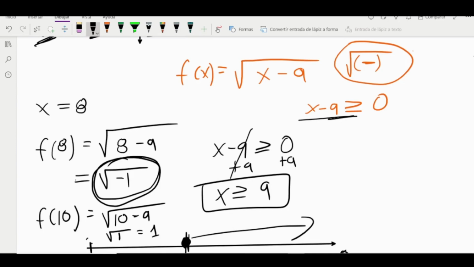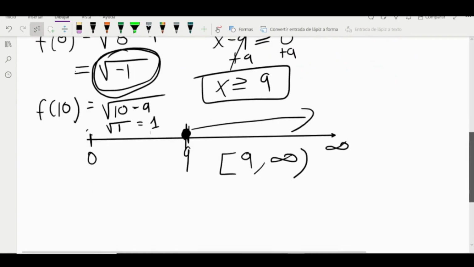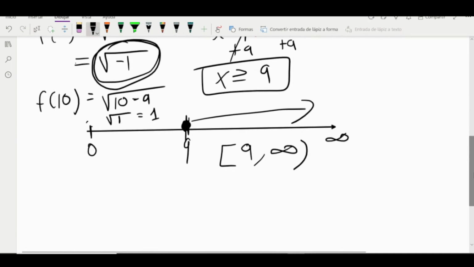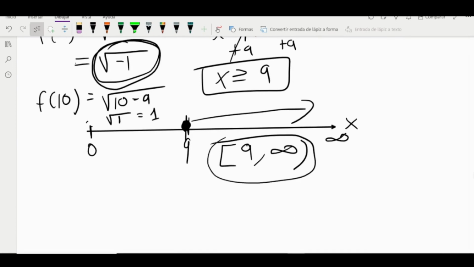And here is when we talk about the interval notation, okay? Because we are very specific about the x, let's say that this is the domain. And this is one of the definitions. All the values from the x, or all the values from the independent variable, we call the domain. Okay, the domain here is bracket 9, infinity. Okay, so this is the way that we can express the domain.